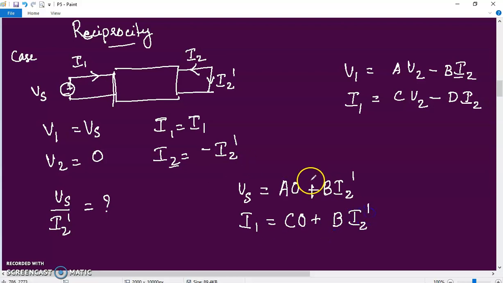So from these equations we have to find Vs by I2 dash. We get it from the first equation. So we can write Vs by I2 dash is equal to B. Okay, so we have got the first case. Now we have to interchange the position of the source and the response and find Vs by the output. So let's see that.